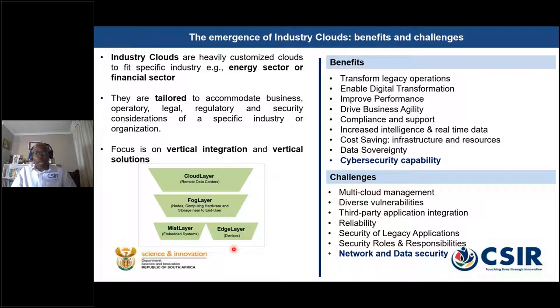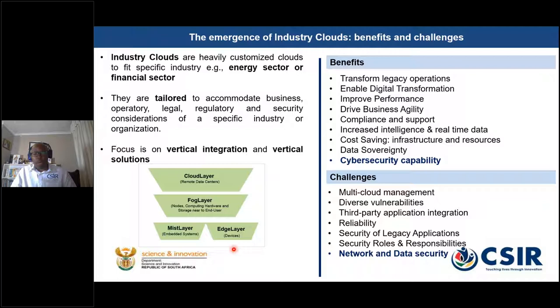Obviously, they also drive business agility, making sure that the organization can still transform but keep to the regulatory requirements and other compliance requirements that might be required in specific jurisdictions. The other key thing is that organizations could have embedded systems, as an example, and still increase their intelligence and real-time data using the cloud without compromising the critical infrastructure, such as the one that might be controlling pumps and so on.